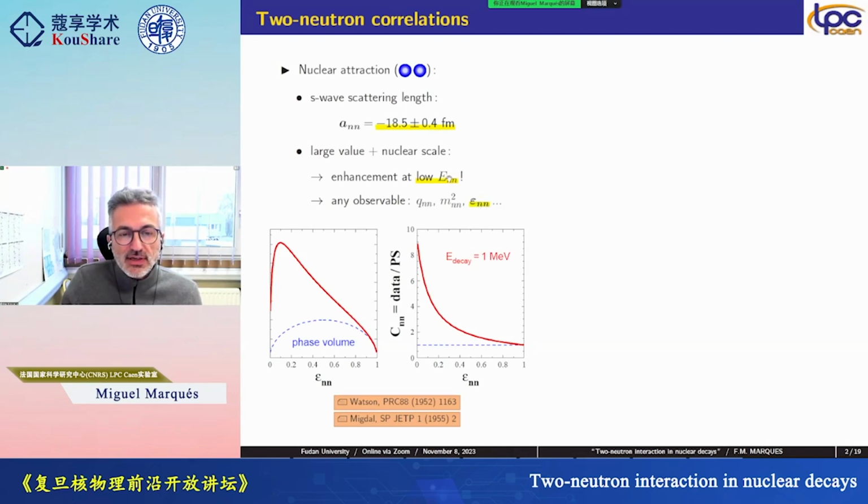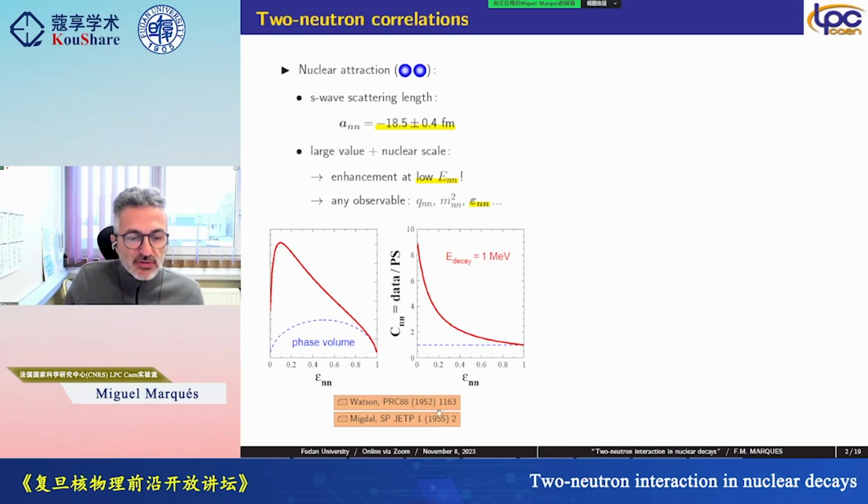This is the relative energy normalized to the total energy available. So it goes from 0 to 1. 0 means that the neutrons have no relative energy. 1 means that they have gone in opposite directions to share all the energy of the system.